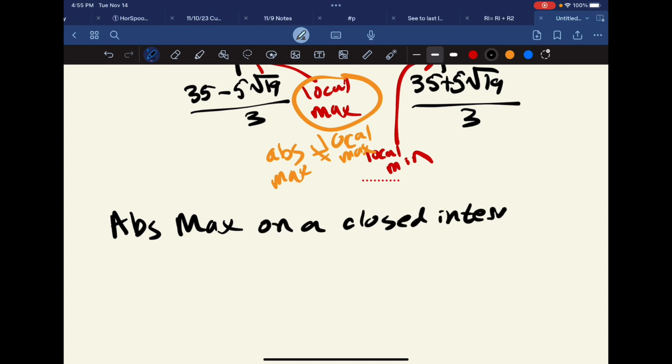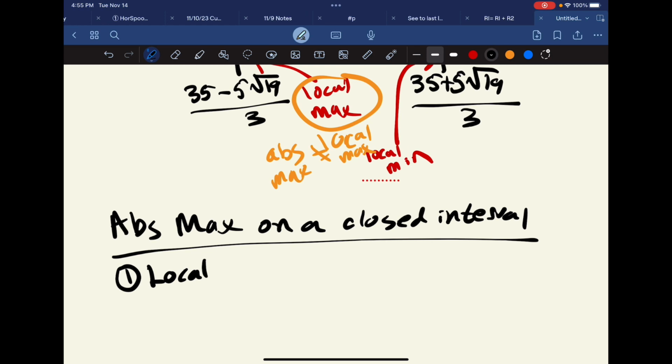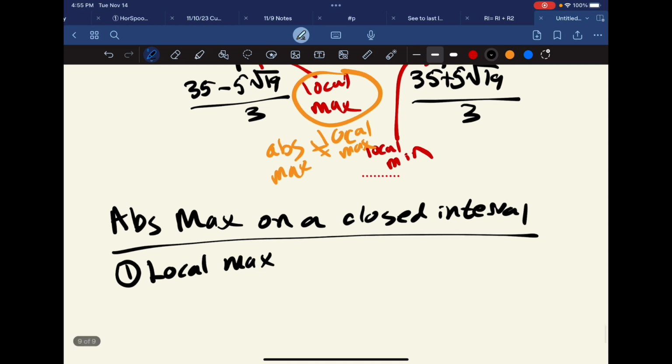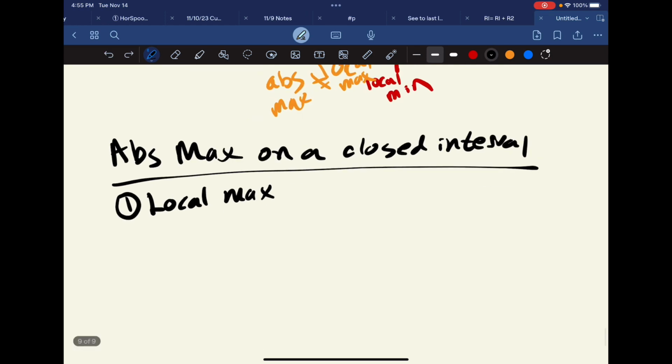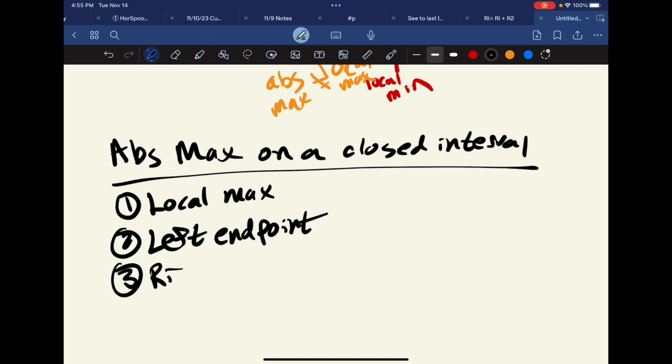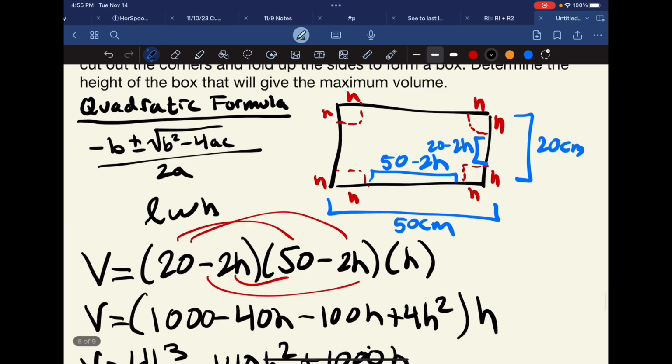And if you recall, when we're talking about absolute max on a closed interval, that is going to occur at one of three places. The first is a local max, which we have here. The second is going to be the left endpoint of the closed interval, and the third possibility is the right endpoint of the closed interval. So we have to find our endpoints.